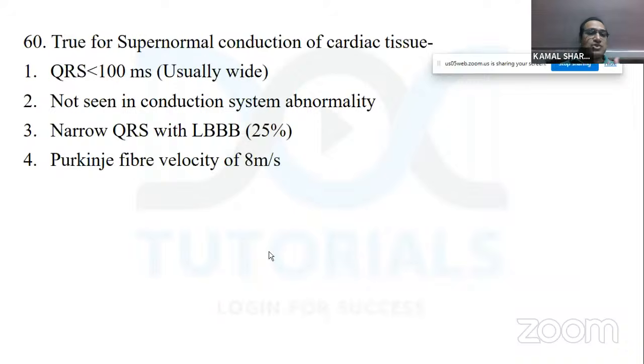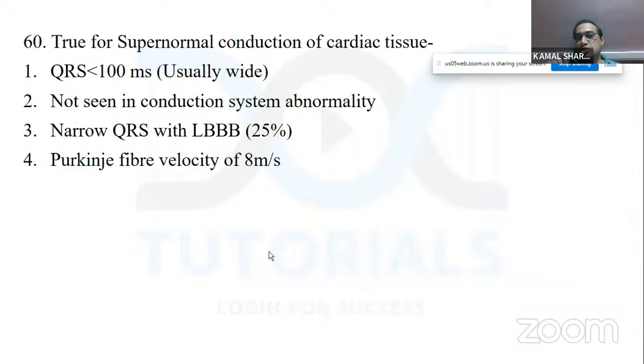Purkinje fiber velocity is usually in the range of 2 to 3. So that again is not true, even in the disorder, if you go through the paper that I've shared. The two other options are usually left now, the narrow QRS with LBBB. Now remember, this happens in 25%. 75% of supernormal conduction happens with RBBB. And that's one of the mechanisms that people explain for Ashman phenomenon. But narrow QRS with LBBB can also happen, you can have 25% presenting with LBBB.